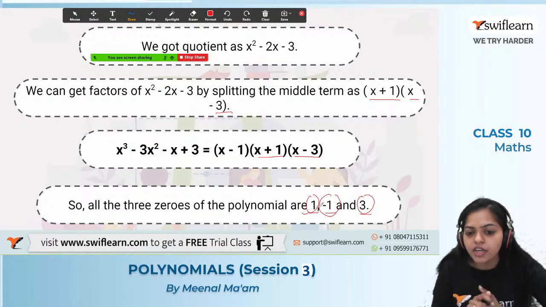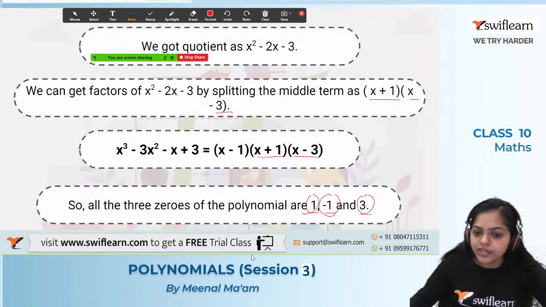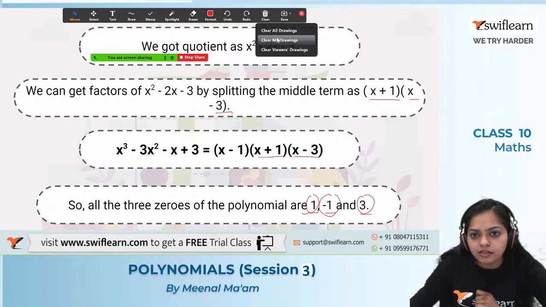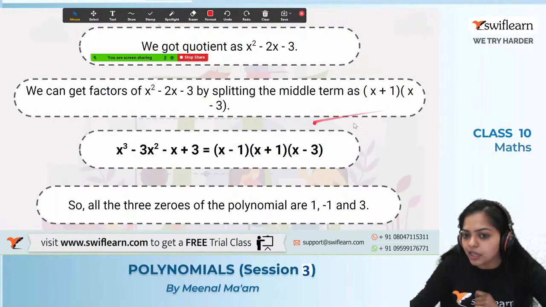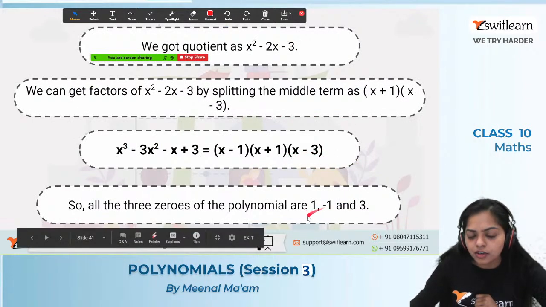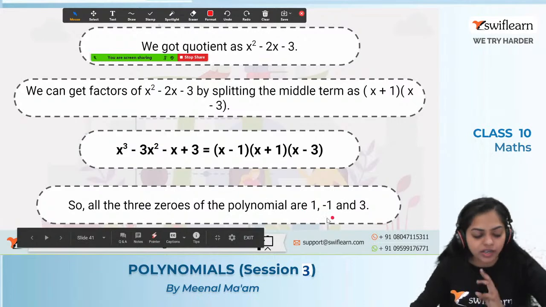So in this way we are going to solve. If one of the zeros is given, we can also find the other zeros using that. First we have done the division, and then using the splitting method we have obtained the other two factors. Got it? So all the three zeros of the polynomial are 1, minus 1 and 3.